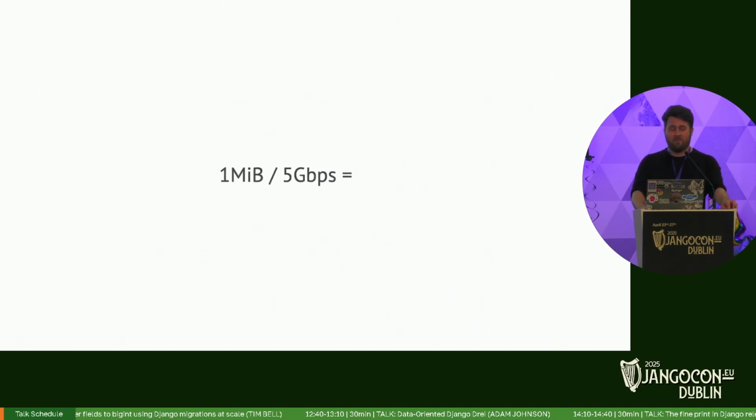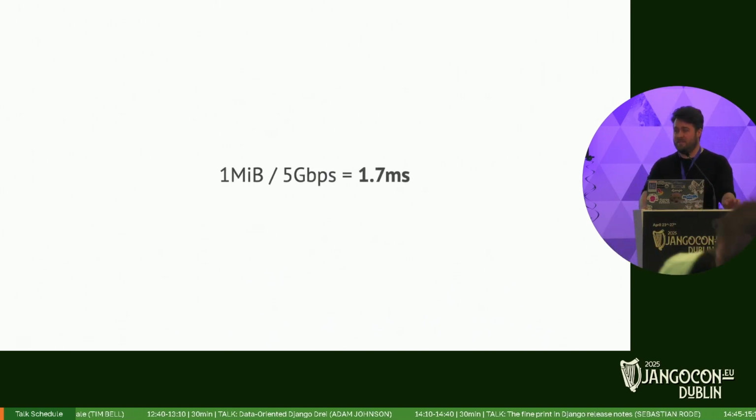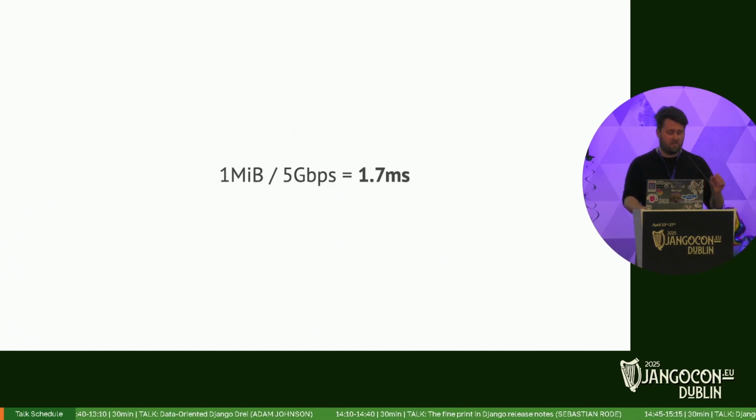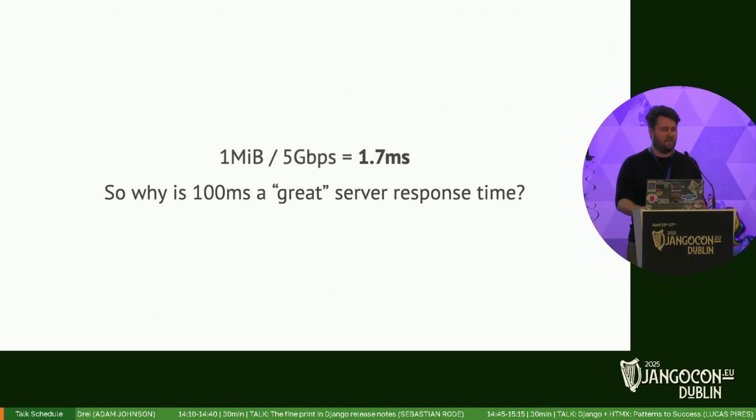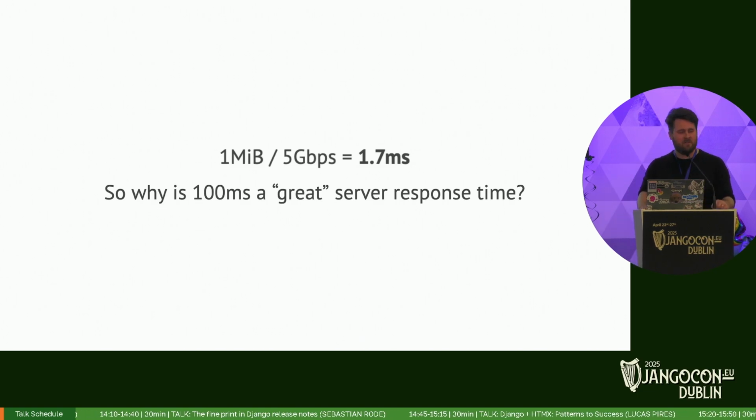So if we divide out the size by the speed we can transfer it out of the server, we get 1.7 milliseconds. That's a very short amount of time. Why then is 100 milliseconds considered a great and amazing server response time? Where does all the time go?